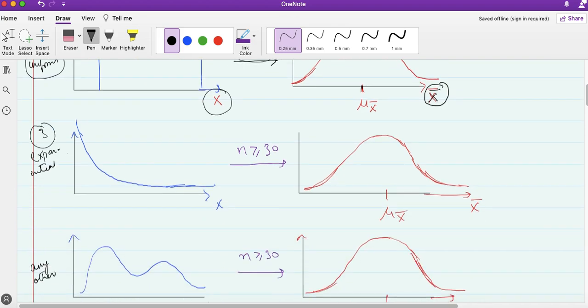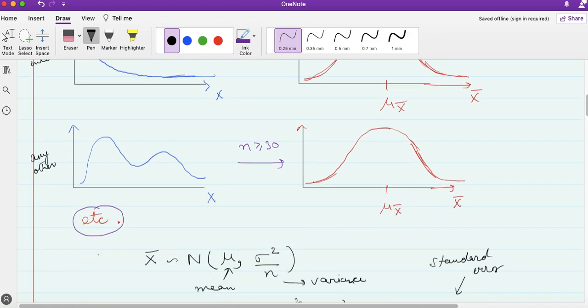Same you can see in the third case. I took the example where the original parent population might be exponential, and if we take the averages of samples and then plot them, we always get a normal pattern, right? And the same we can say for any other distribution.